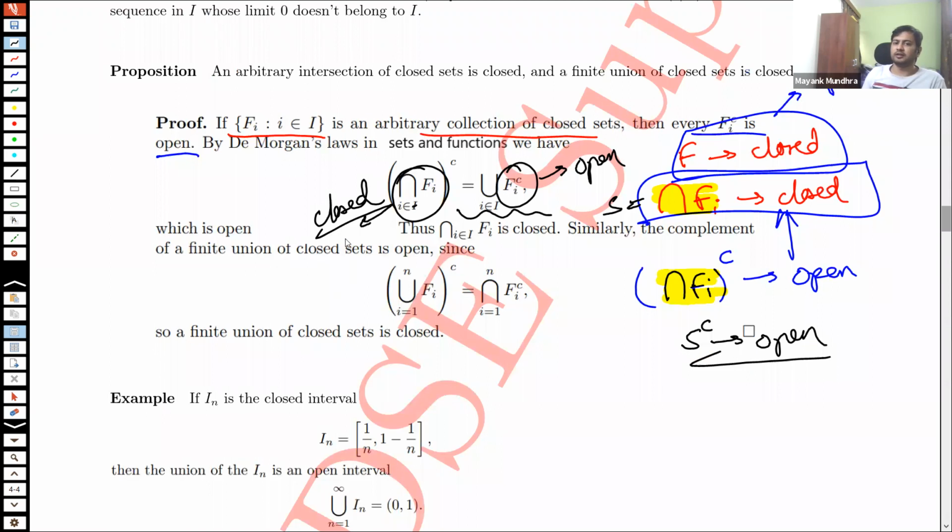And a similar proof happens for the union thing. So the complement of a finite union of closed sets becomes a finite intersection of open sets. And I know that finite intersection of open sets is open. So this entire complement is open. So this set itself becomes closed. Again, proofs not important. Results and your visuals are important. Okay.